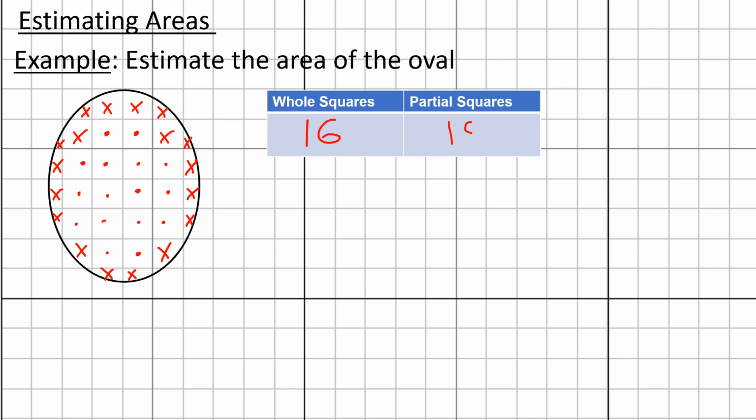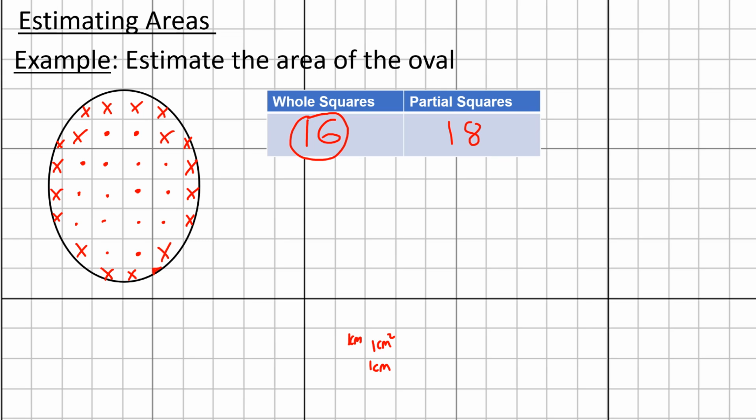Remember, this is only an estimate. We want to try and be as accurate as we can, but if you have a really small section like that, you can ignore it. So the whole squares I'm going to consider as 1 centimetre squared each, because that's what they are. They're a whole centimetre square. If this is 1 centimetre by 1 centimetre, the area is 1 centimetre squared.